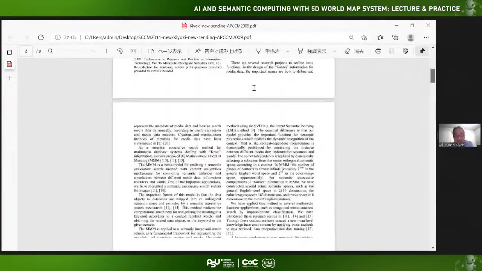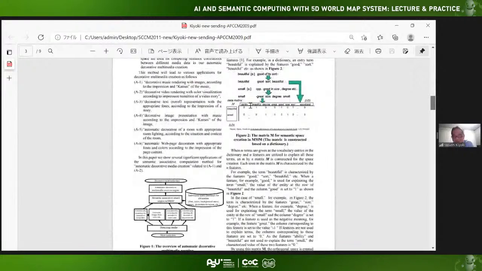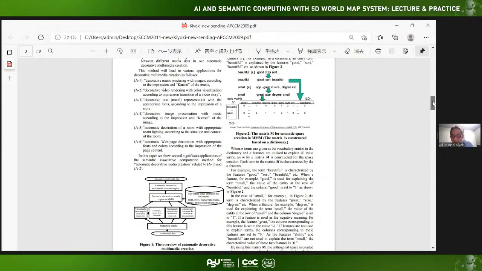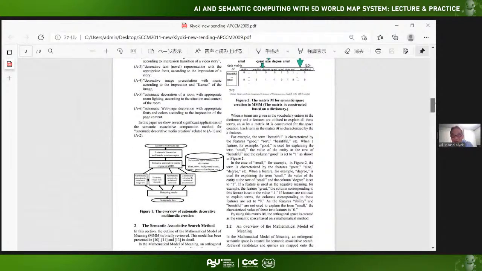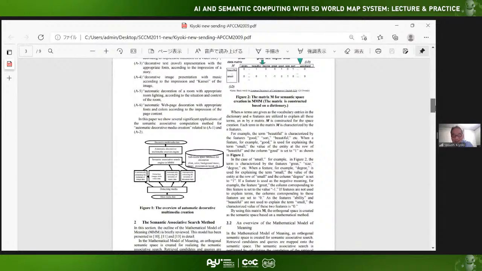This is an example of how to make a matrix, which I discussed today. This is a natural language dictionary, but we have to make a matrix to make a calculation of distance. So this is the process of how to make a matrix. I introduced the language and colors today, and also water quality.